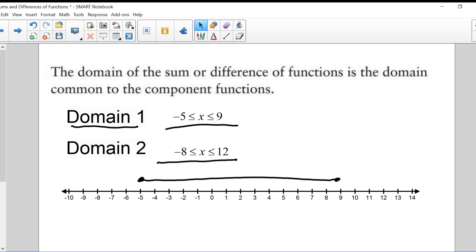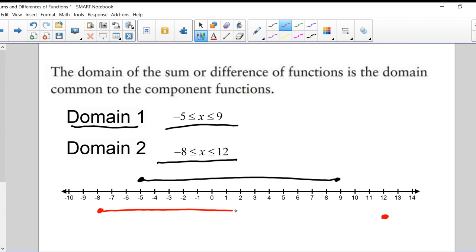So that's one domain on the number line. Then for domain 2, I'm going to use a different color. For domain 2, I'm going to go from -8 to 12. Well, -8 is over here. And again, it's less than or greater than or equal to, so -8 up to 12, right? So all of that is included.